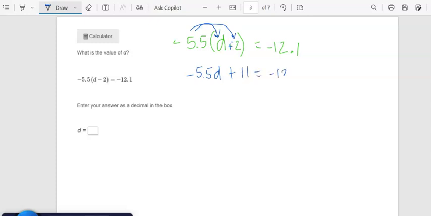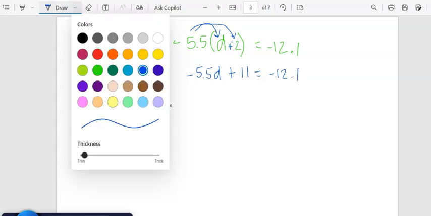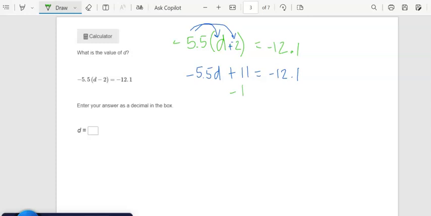And then we have negative 12.1. So then we have that plus 11 on the left side. The opposite would be to subtract 11 from both sides. All right, then you have negative 5.5d. These cancel, so then we have negative 5.5d. And then you can use your calculator. Negative 12.1 plus negative 11 would be negative 23.1.